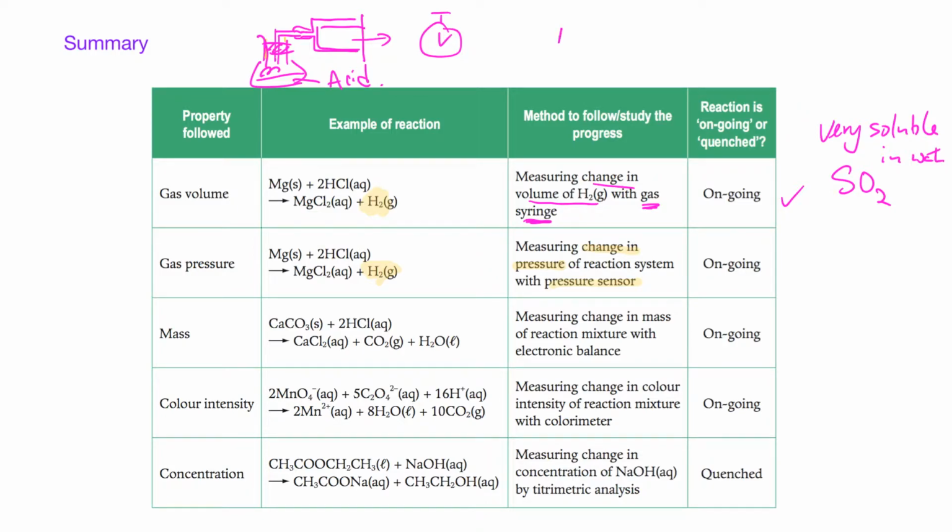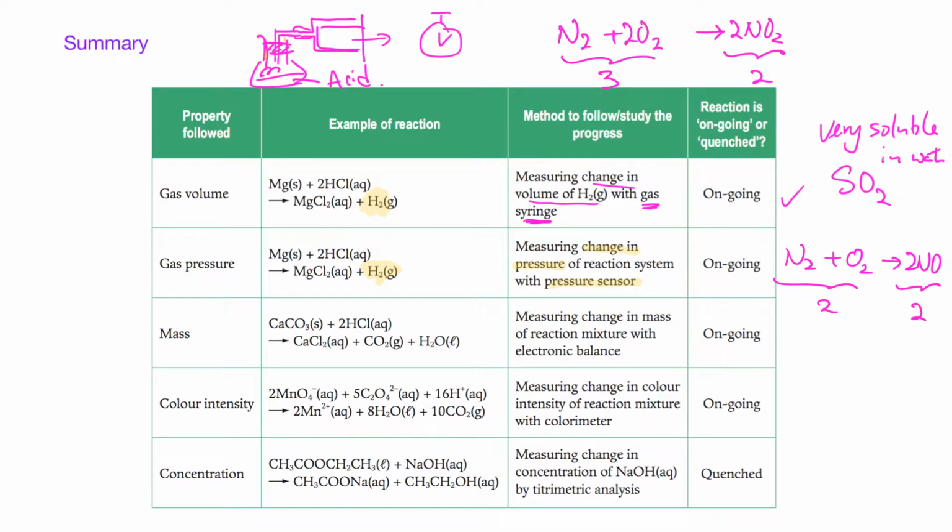Say, for example, if we have this one, then we will see that the left hand side is 3 and the right hand side is 2. There's a change in the number of moles of gases. So in this process, we can also use gas pressure to monitor the rate of reaction. But if we have a reaction like this, then you'll find that on the left hand side we have 2 and the right hand side we have 2. In this case the gas pressure will be the same throughout the whole reaction. So in this case we cannot use a pressure sensor to monitor the rate of reaction.